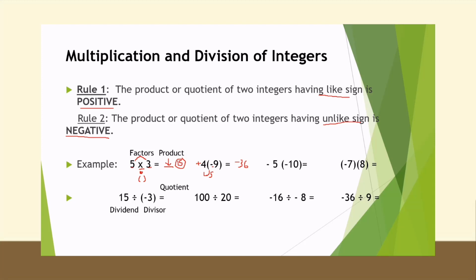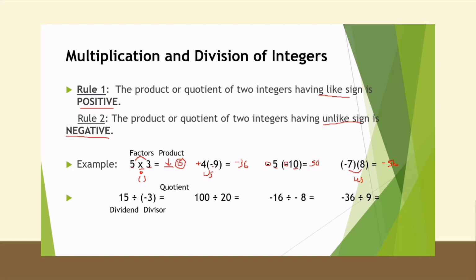How about negative 5 times negative 10? So, since we have the same sign, the product is positive. Multiply the numbers. 5 times 10 equals 50. So, the answer is positive 50. Next, negative 7 times 8. We have two integers having unlike sign. So, the product is negative. Multiply the numbers. 7 times 8 equals 56. So, therefore, the answer is negative 56.